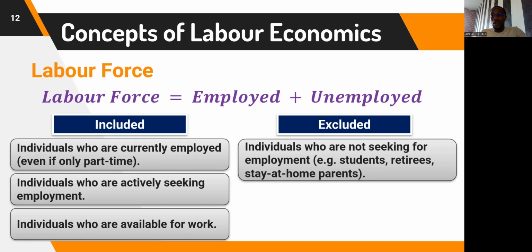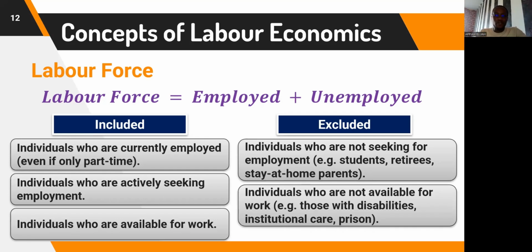And then pensioners, those who have gone on pension, retirees. They are also not included in the unemployment or labor force calculation. And then individuals who are not available for work. You can see that on the left-hand side, the included, we have individuals who are actively seeking employment and individuals who are available for work. These two form part of the unemployed because they don't have work yet. They are available, they are seeking. Those who are not seeking, you can see the direct opposite, we don't add them. The typical examples we mentioned are the students, the retirees, and the stay-at-home parents.